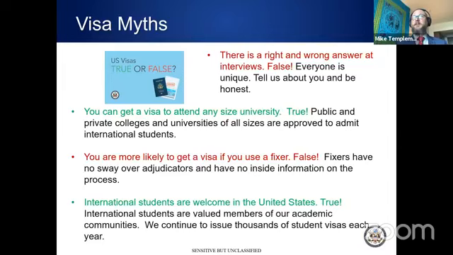Visa fixers make money off of telling you that they can help you get a visa. And there is no evidence that going to a visa fixer is more likely to get you a visa. Just something to keep in mind.